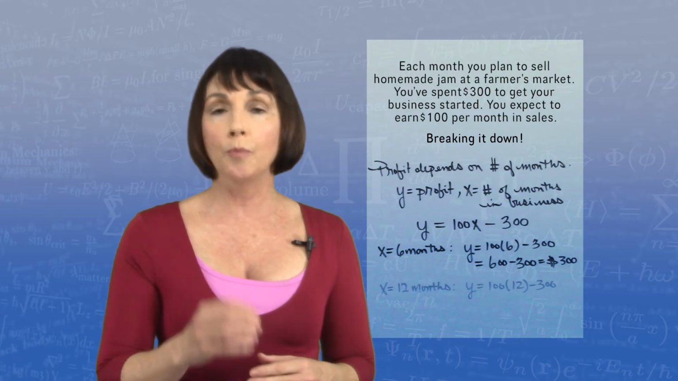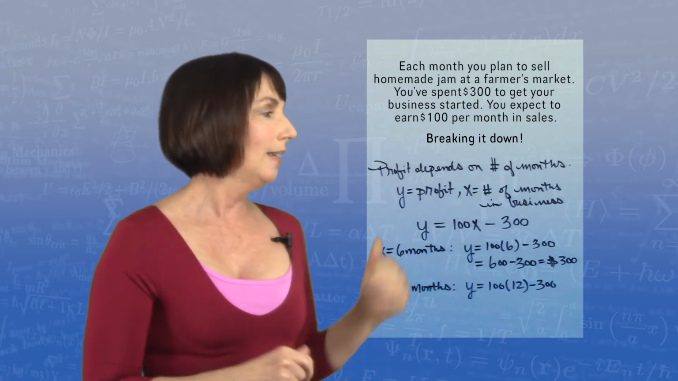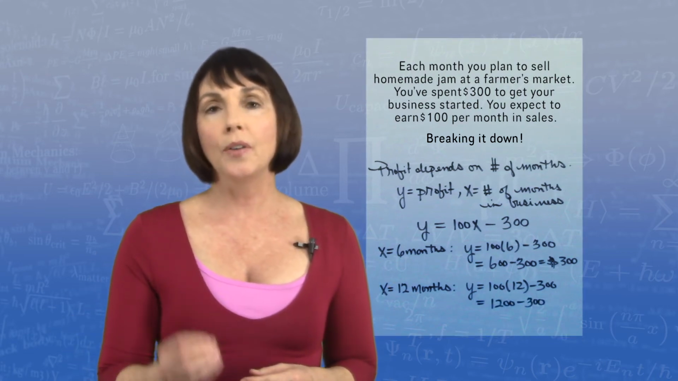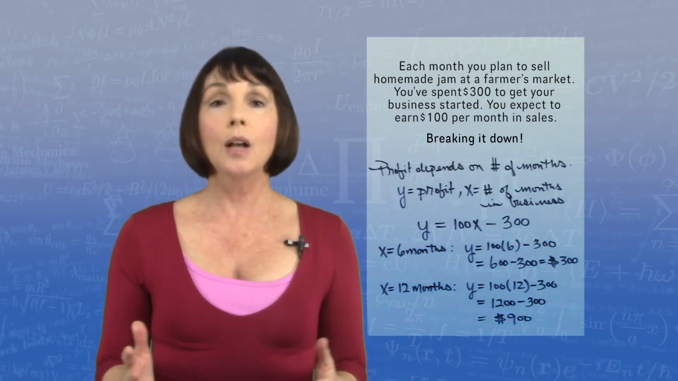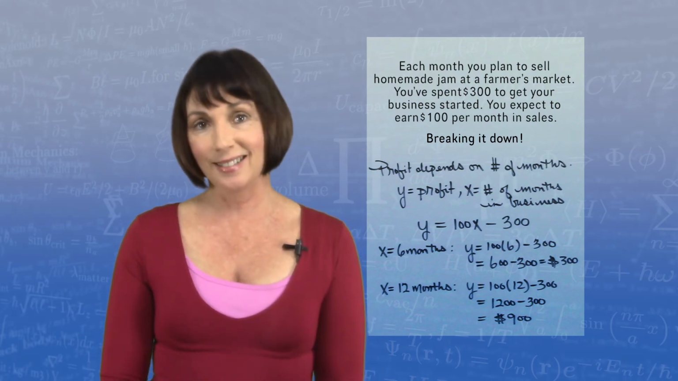What about at 12 months? At that point, x equals 12, and we get y equals 100 times 12 minus 300. That equals 1,200 minus 300, or $900 in profit. And now you can figure out your cumulative profit after any number of months in business.